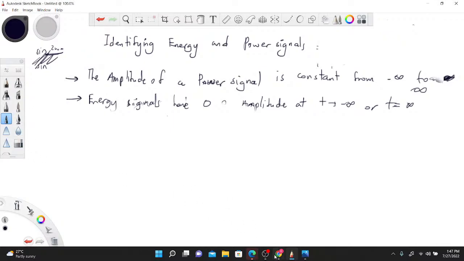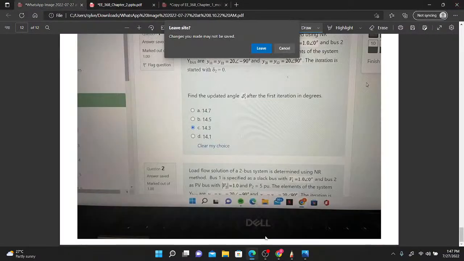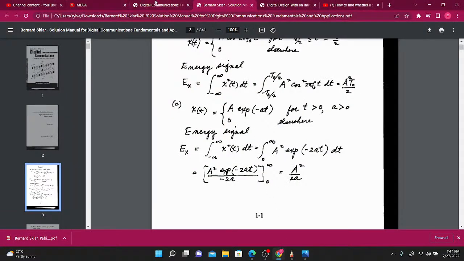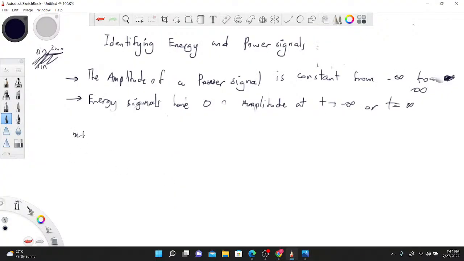Alright. So the last of that kind is this signal here. X of t is given by cos t plus 5 cos 2t, from range minus infinity to infinity. So this is a power signal. Why? The amplitude will remain constant over this entire range. No matter what t is, the amplitude will still be 1 and 5. So this is a power signal.